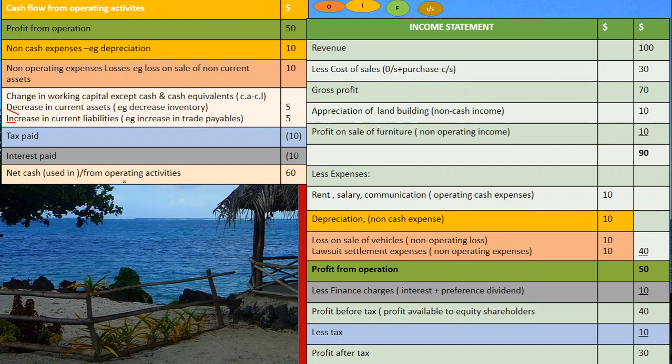So net cash from operating activities, if it's negative out here, that is understood by net cash used in operating activities. You can also write net cash increase or decrease in operating activities. Increase means positive, decrease means negative. So that's how we prepare cash flow from operating activities. Let's move forward.